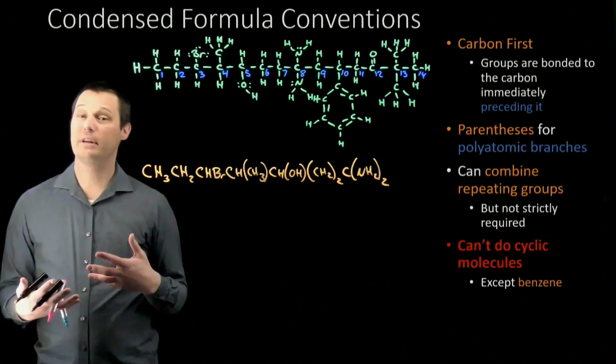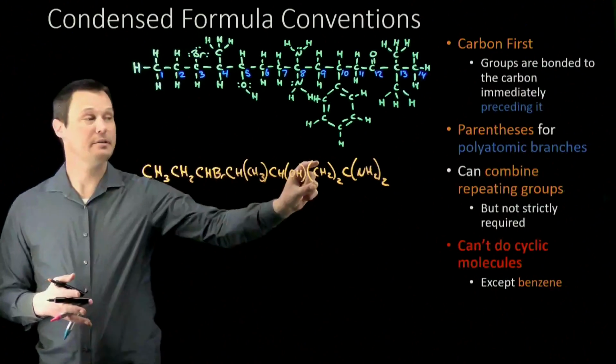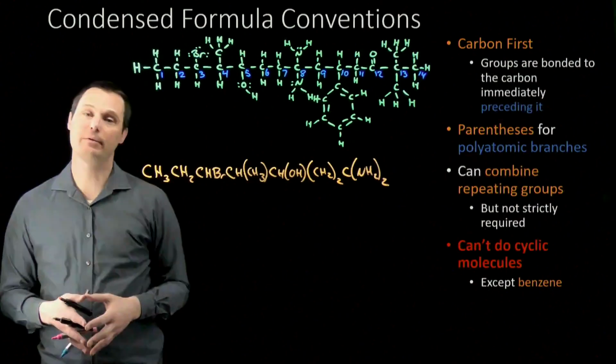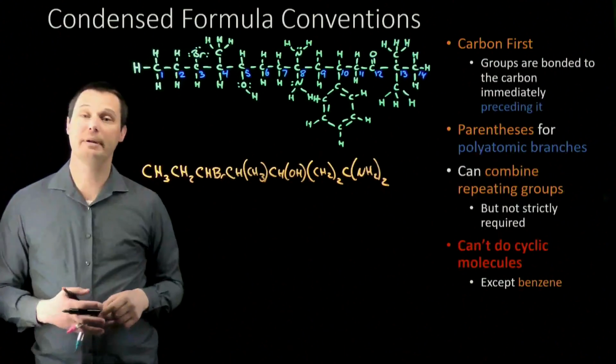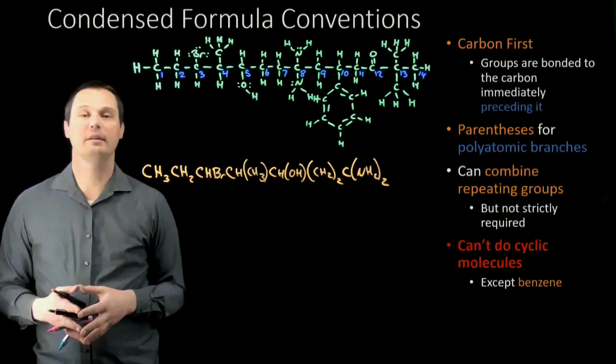One caveat for condensed formula is they don't work really well for ringed structures. Since we're trying to type this on a typewriter, if this carbon bonded back over to this carbon, it would be hard to show that in a typewriter format. So we can't really write a condensed formula for a cyclic structure, with the exception of benzene. Benzene is a common substructure in organic chemistry, and so we have a way to treat that in condensed formula.